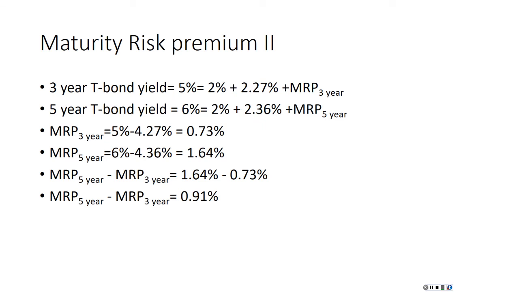The maturity risk premium over 3 years will thus be equal to 5% minus 4.27%, or 0.73%. The maturity risk premium over 5 years will be equal to 6% minus 4.36%, for 1.64%. So the difference between the two will be 1.64% minus 0.73%, or 0.91%.